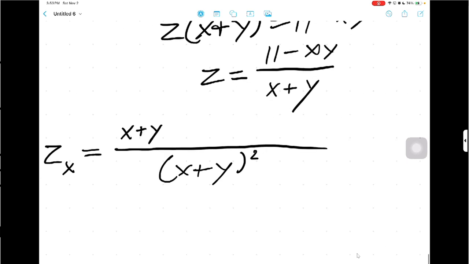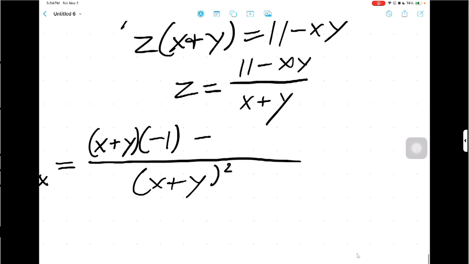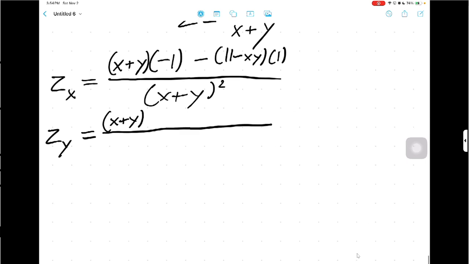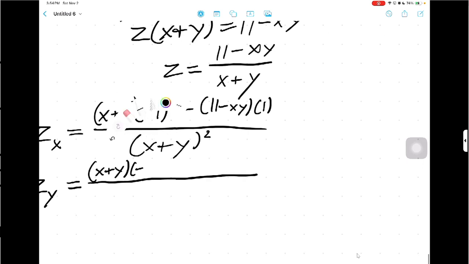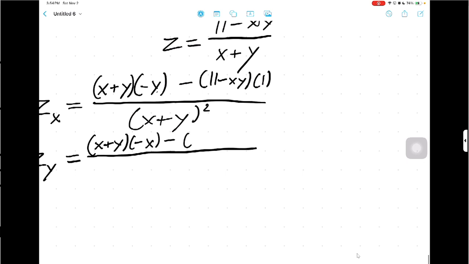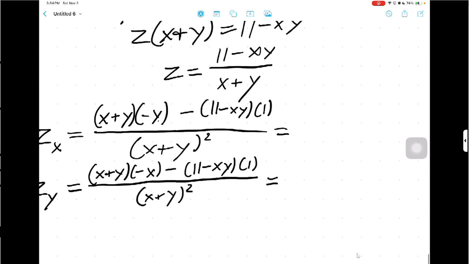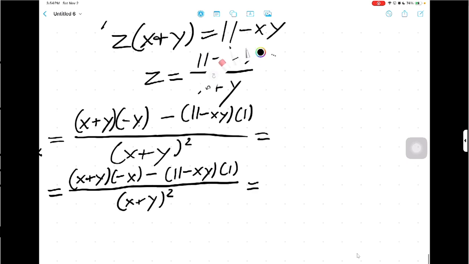Low d high. It should be like this. Minus high d low. Square the bottom and away we go. Same thing with this one. Low d high. This should be not -1. Minus high d low. Square the bottom and away we go. Now I just gotta go ahead and simplify this. Or not.